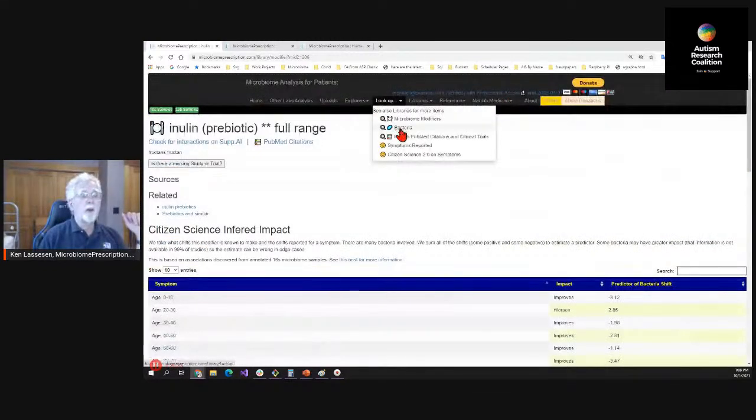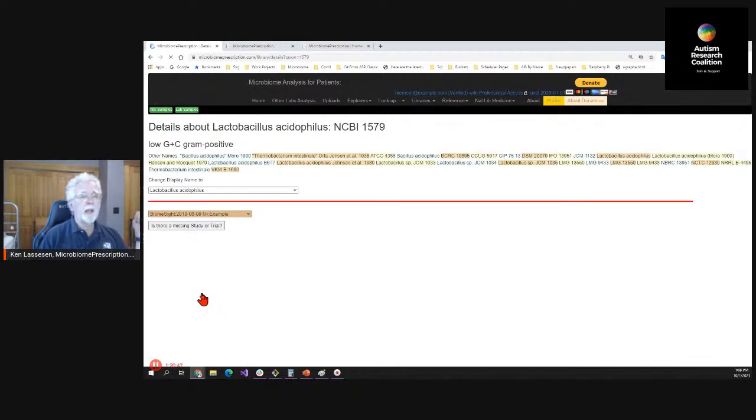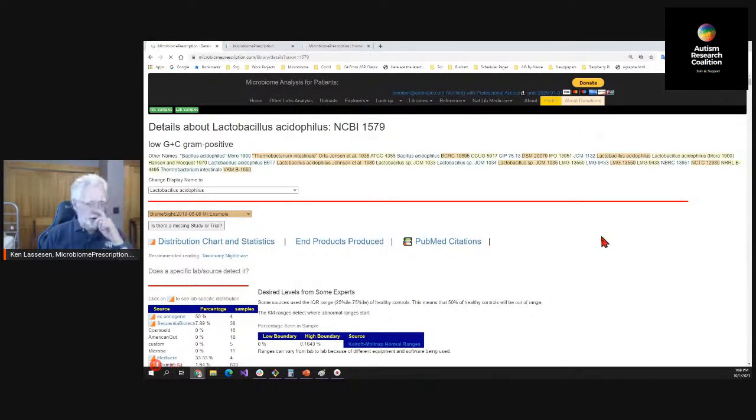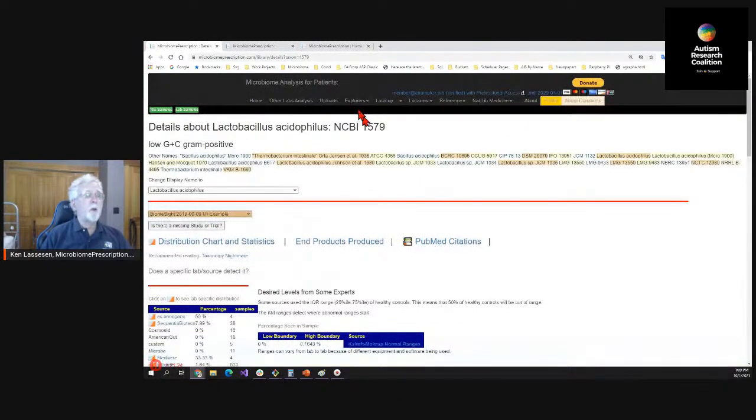We can also look up a particular bacteria, like, for example, Lactobacillus acidophilus. It's referred to in medical literature under different names, which is a naming consistency problem. What lab tests report it? For example, one lab test reports it 33% of the time, another reports it 6% of the time, Thrive only 1.23% of the time. Again, this is determined by the software the company is using. In some cases they don't detect very well, or they have a bad mismatch.